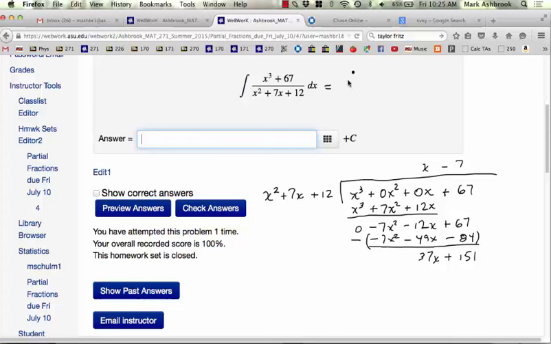All right, and so then this thing equals what? Our x minus 7 plus the remainder over that. So does that factor? We need this to be a product of factors. Does it factor into?